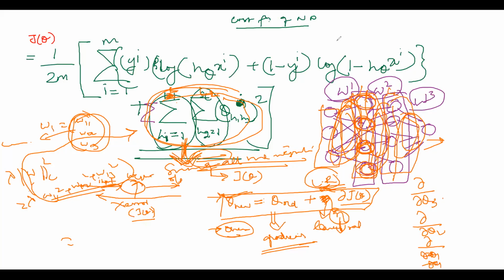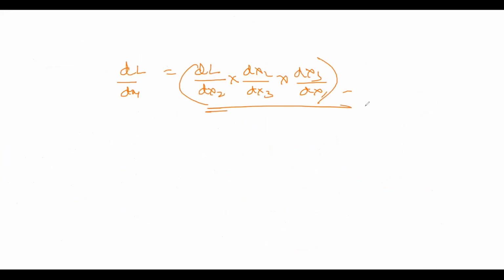So if I tell you how it will look, you might have seen this in calculus, right? dL/dx1 will be dL/dx2 into dx2/dx3 into dx3/dx1, right? This is multiplication, or what is this? Gradients for different variables. But what does it show? What is dL/dx1?